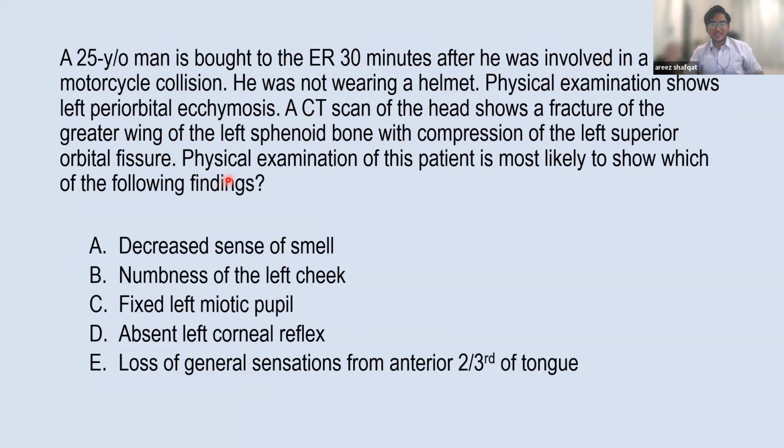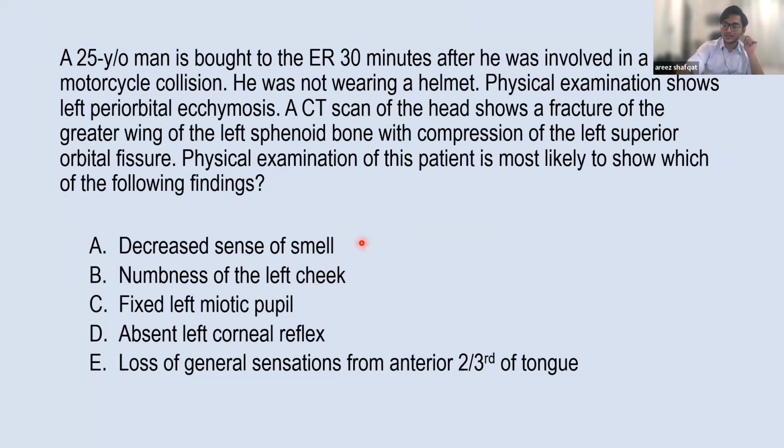Basically, this question is asking you which nerves pass through the superior orbital fissure. The nerves which pass through the superior orbital fissure are 3, 4, V1, and 6. All right, the first division of 5, yes, the ophthalmic nerve.